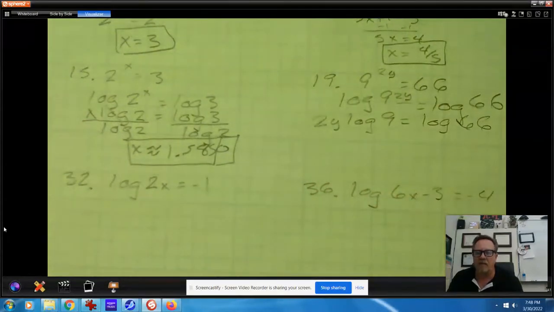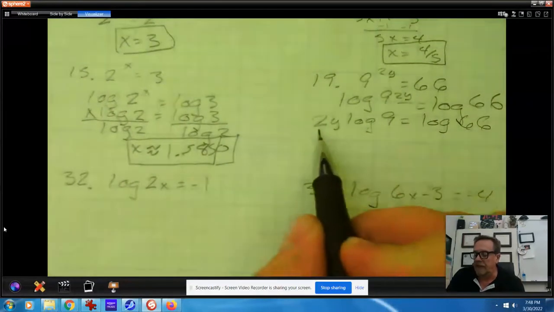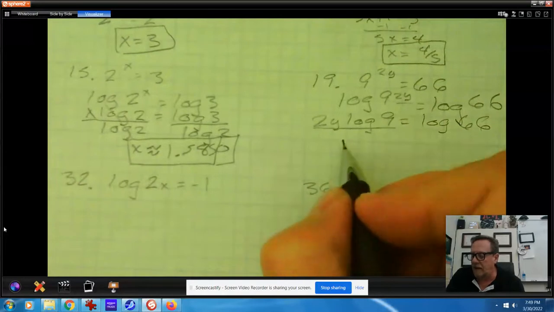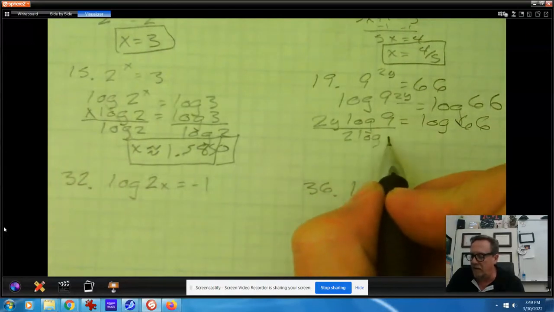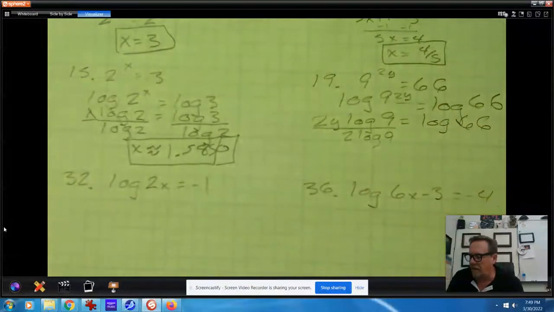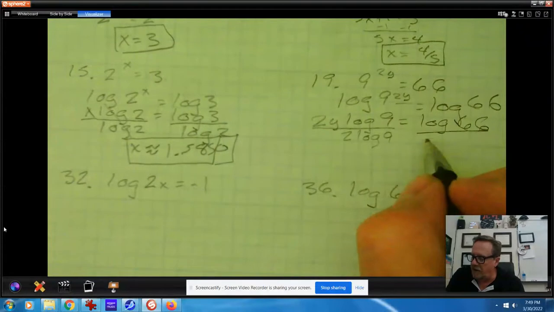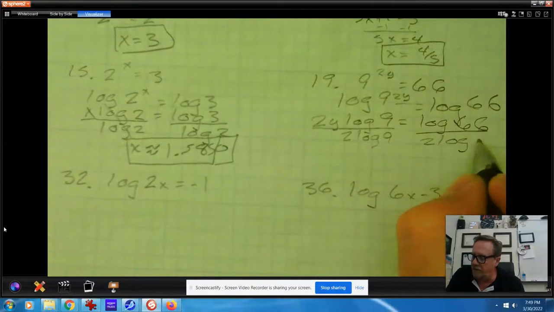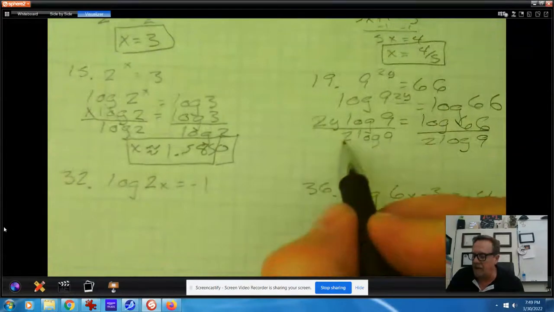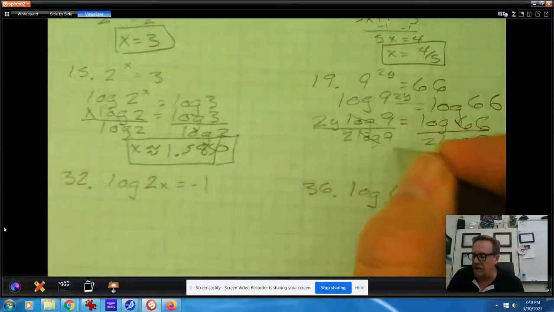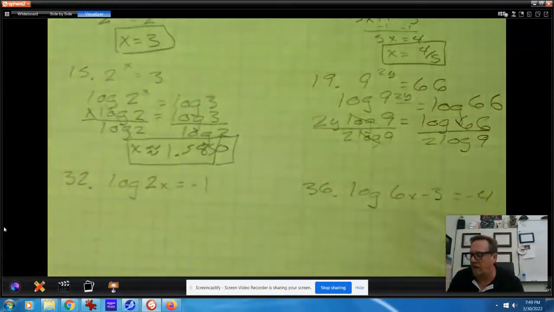What would we need to do from here? In this case, we can divide by 2 logs of 9 on both sides. And that'll leave us with our y, because the 2's are going to cancel, the logs of 9 are going to cancel, and that leaves us with y on the left-hand side.